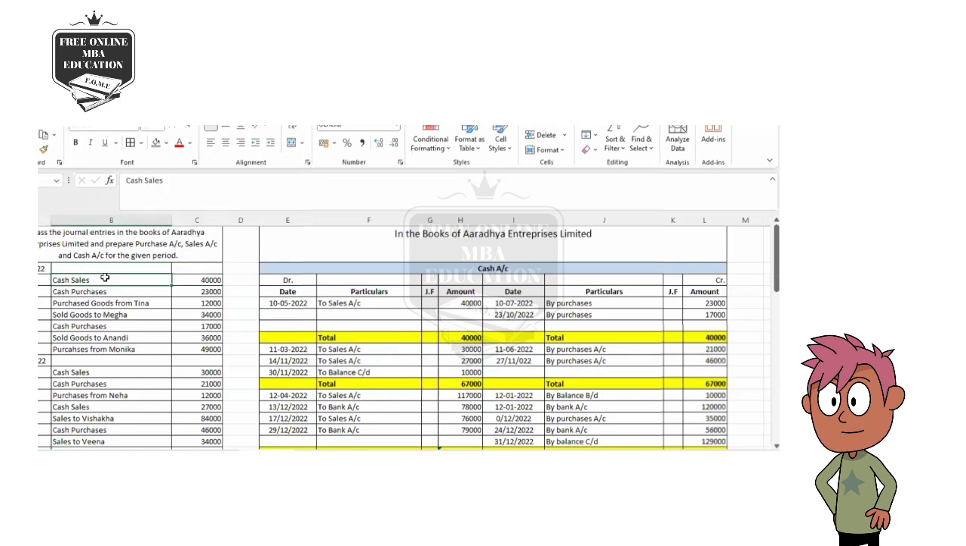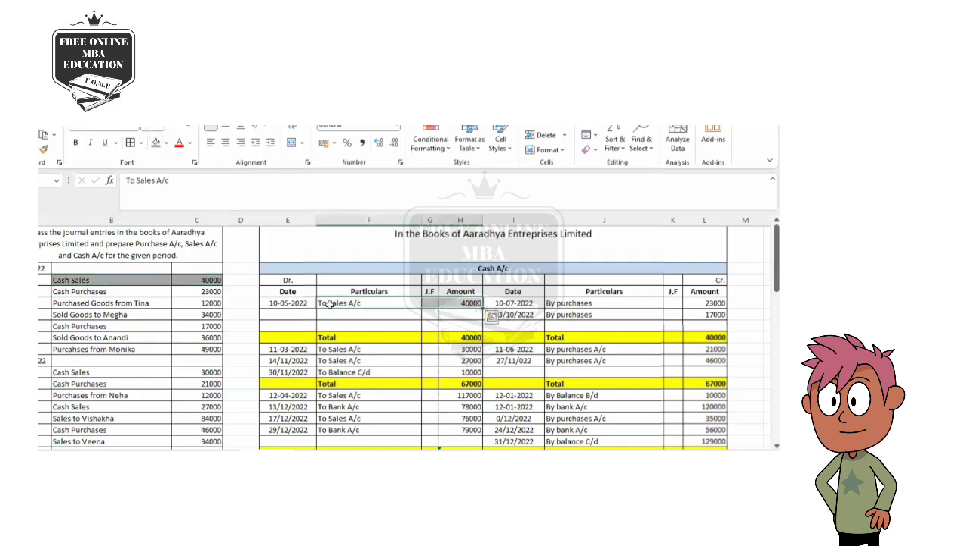So cash sales, that means we have received cash and we have got the sales. So it's going to be cash account debit to sales account as the journal entry. Cash we received by way of sale. So it's going to be our income by way of sale. So credit the sale. The entry would be cash account debit to sales. So on the cash account debit side, we have mentioned to sales, 40,000. This is a transaction.